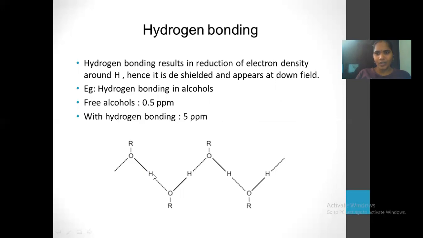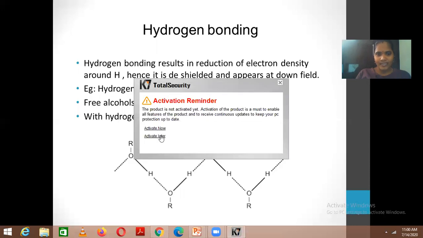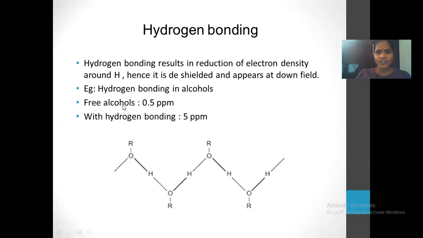The free alcohols will be observed at 0.5 ppm, but as the electron density is reduced around this proton, it becomes deshielded and shifts to the downfield, and it will be observed at 5 ppm. By increasing the temperature, we can remove the hydrogen bonding, so we can test whether an alcohol group is there or not by increasing the temperature.